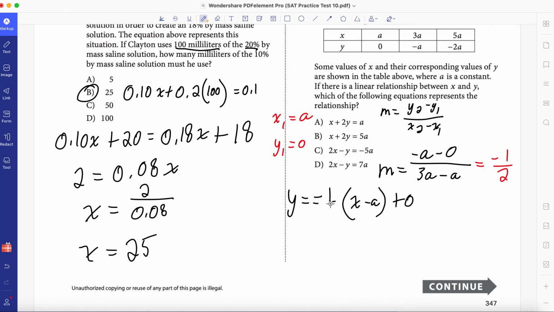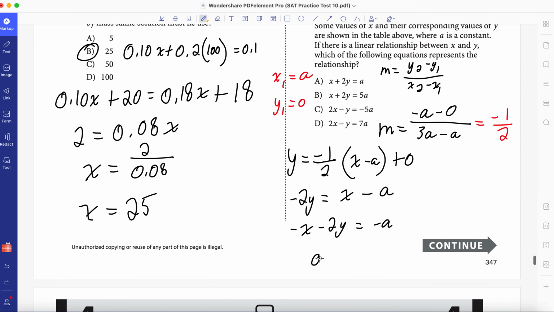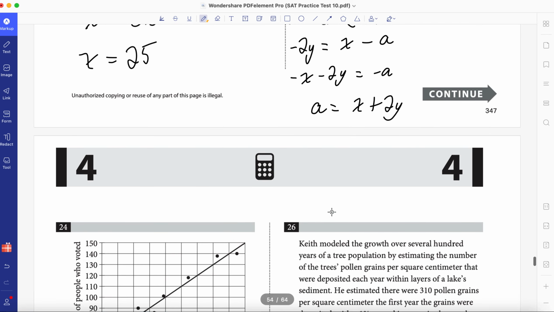So for this problem, we're just going to rewrite this, and I'm not going to distribute the a actually, or this negative 1/2. So negative 2y is going to equal x minus a, and then let's just bring this x over here. And this is going to be negative x minus 2y is going to equal negative a. And now just divide by negative 1. A is going to equal x plus 2y, which indeed is the answer A. And that's just how we would get it, by using point slope form.